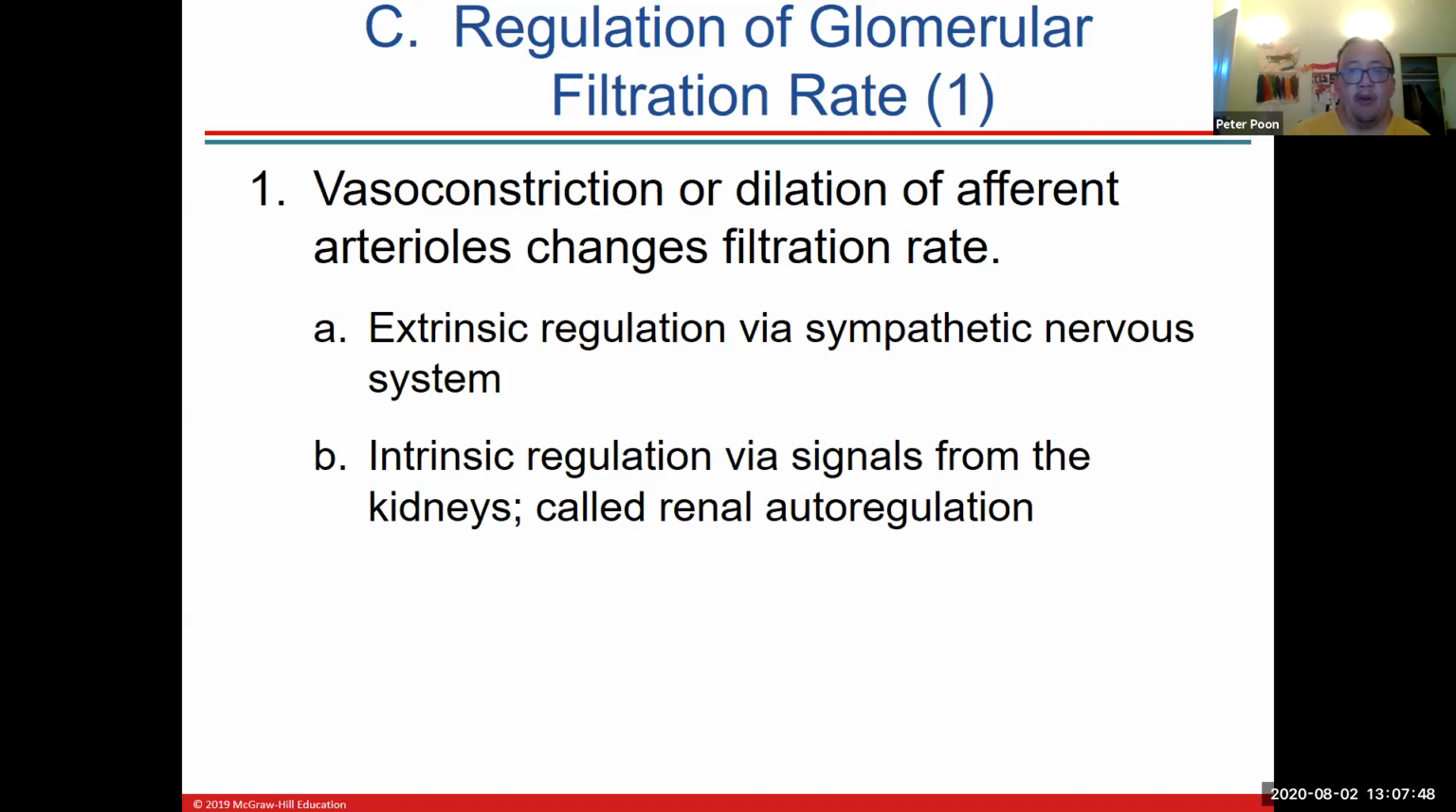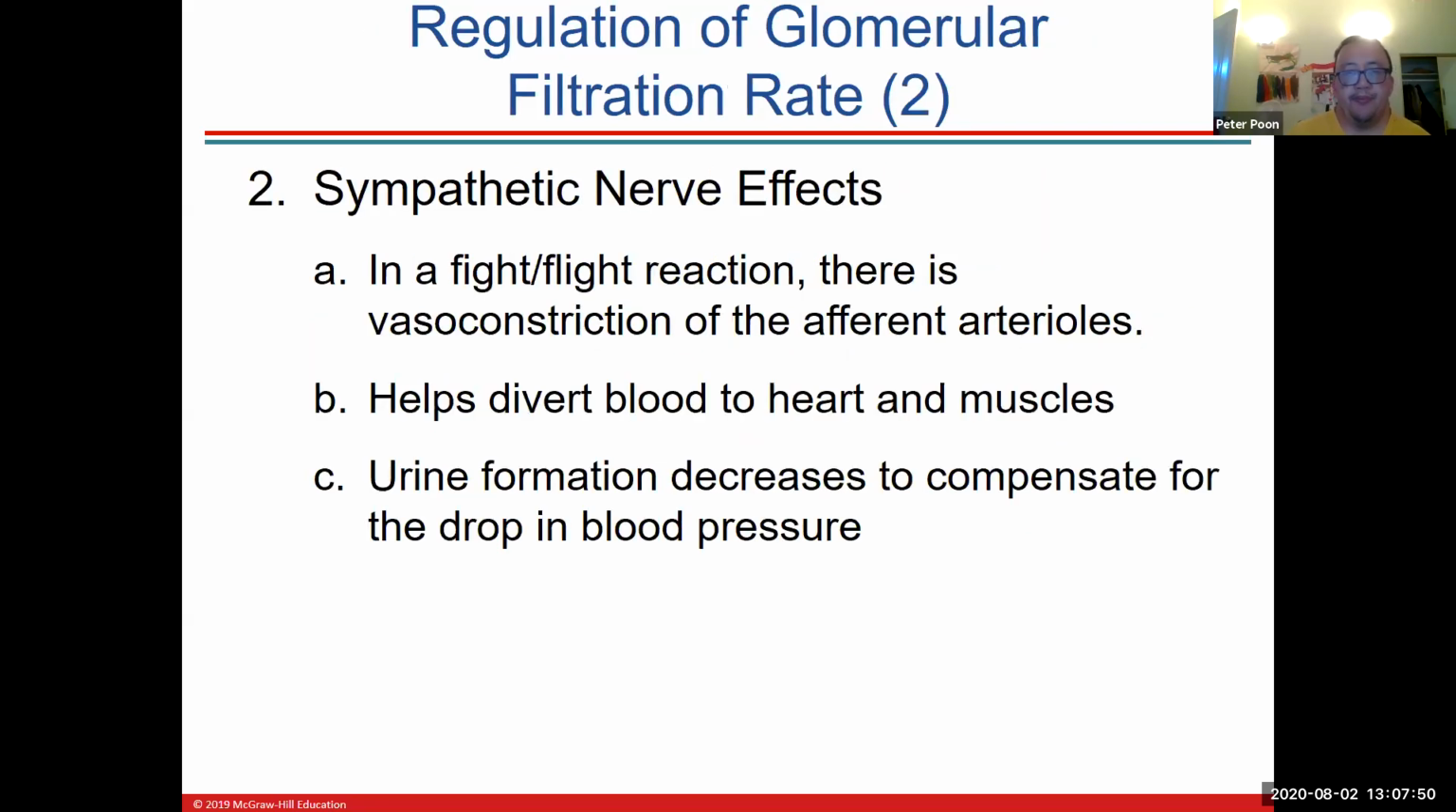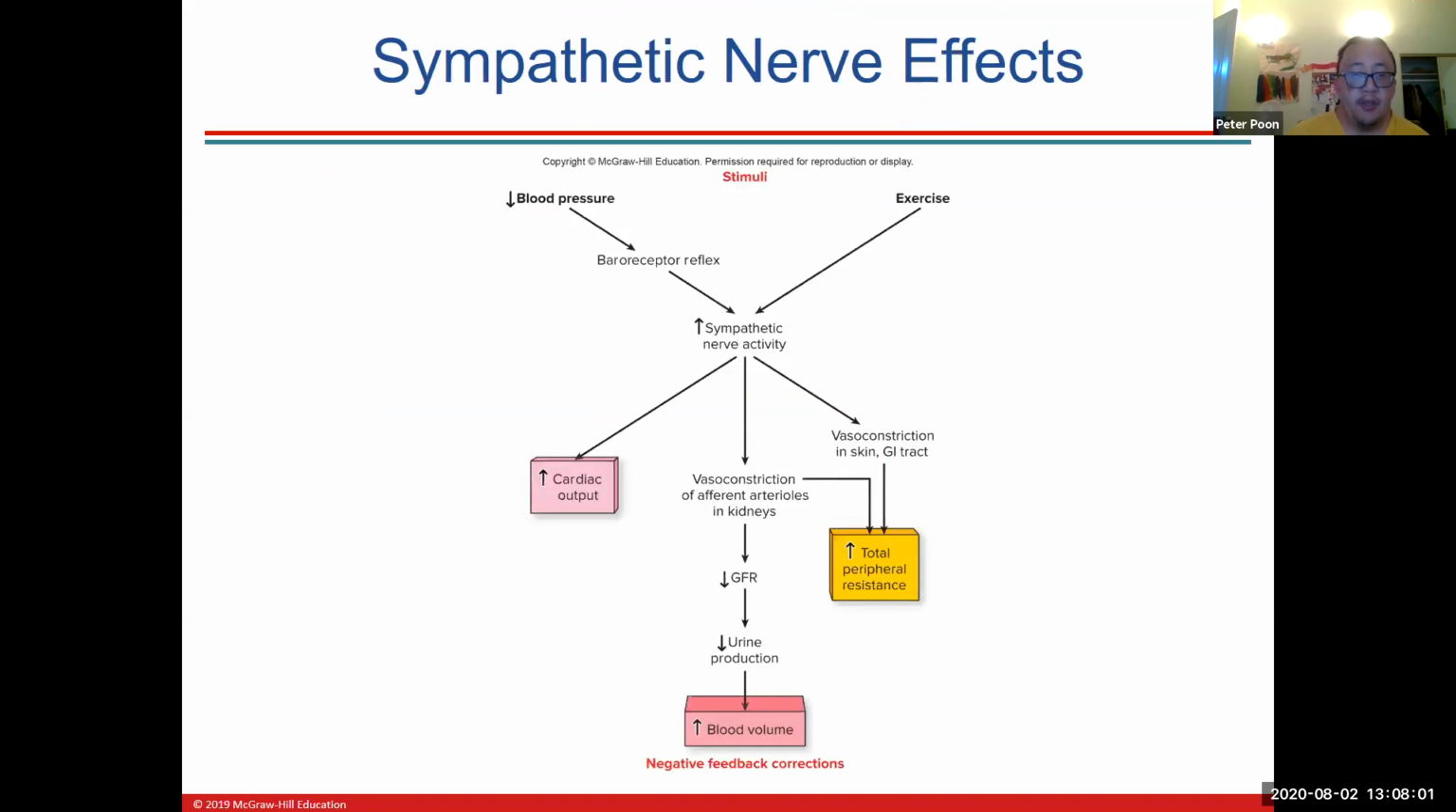We'll skip this too. Obviously the sympathetic nervous system prevents blood from going to your kidneys.